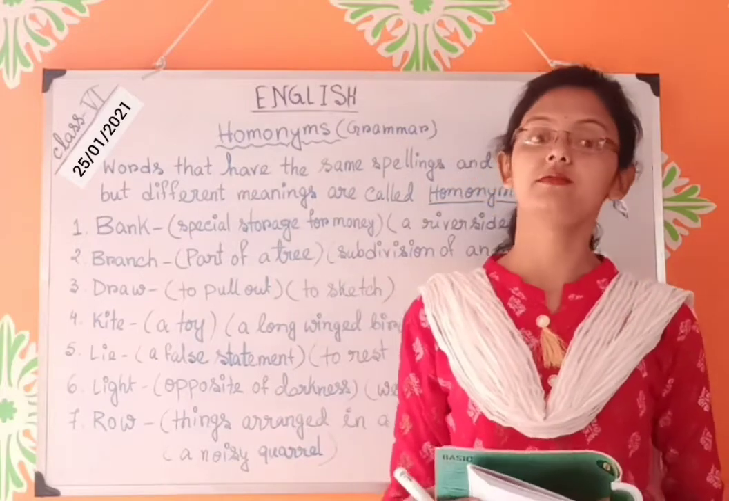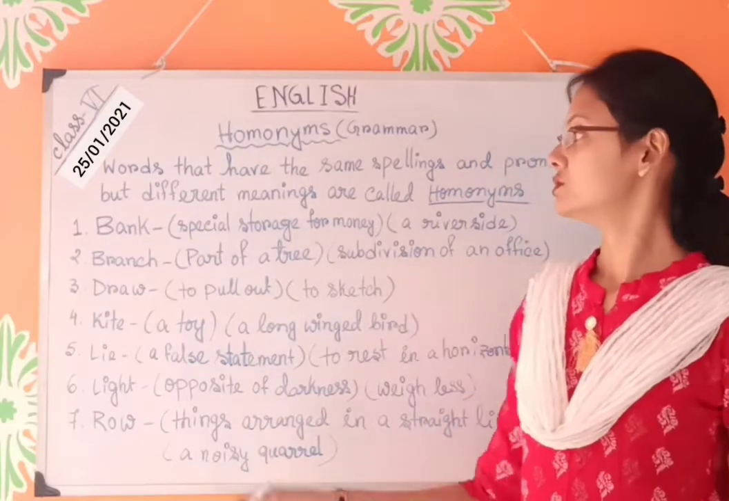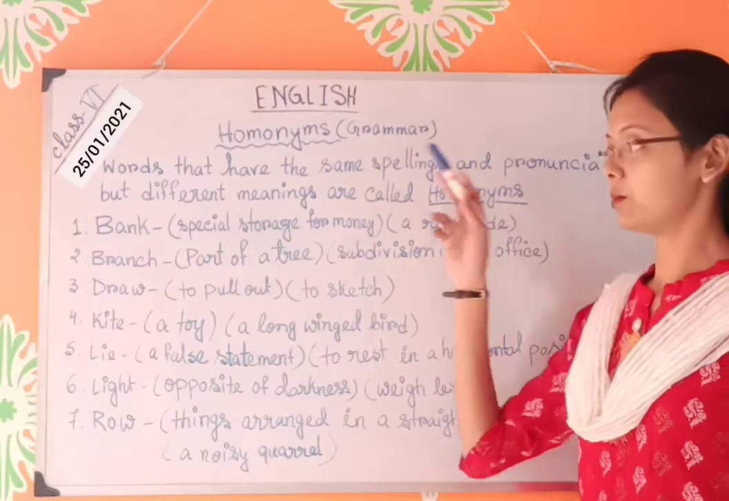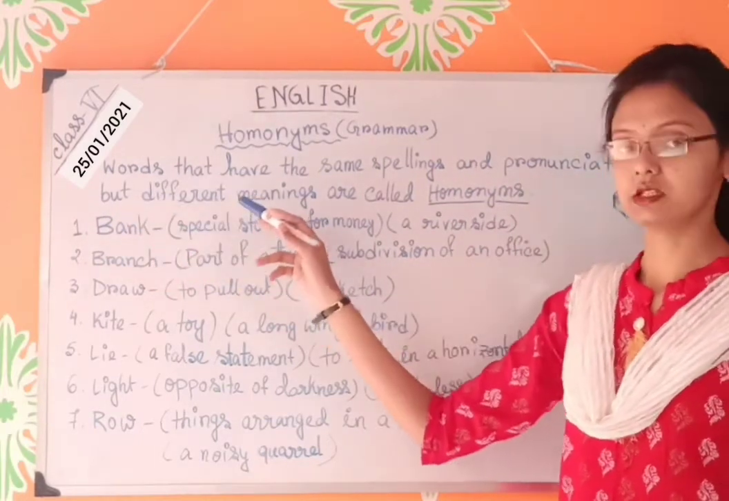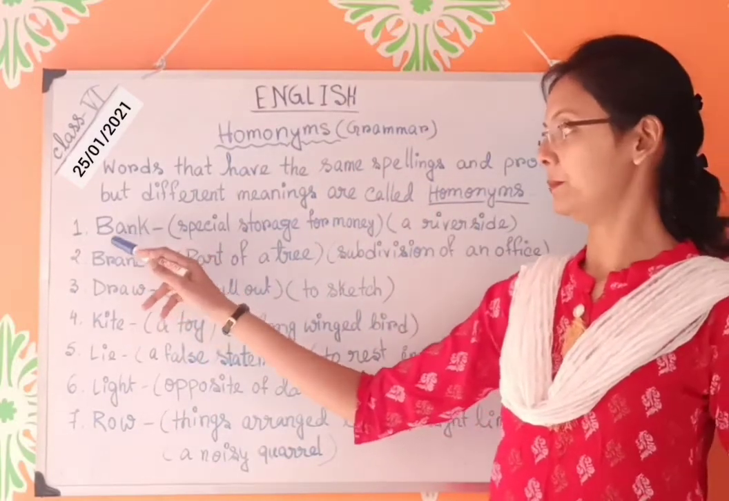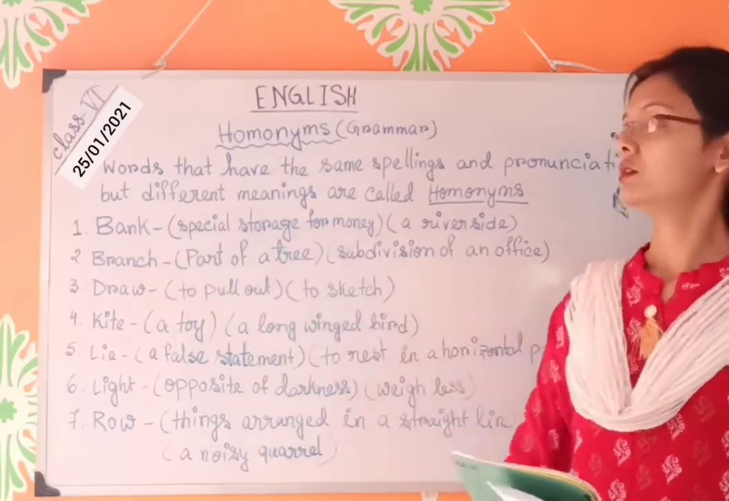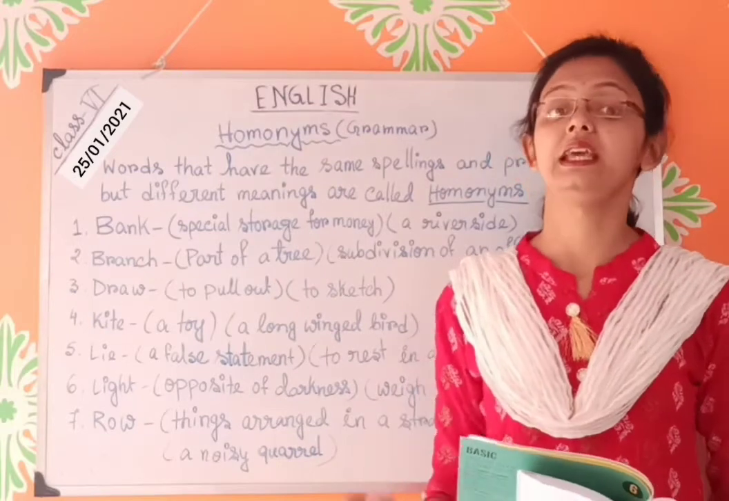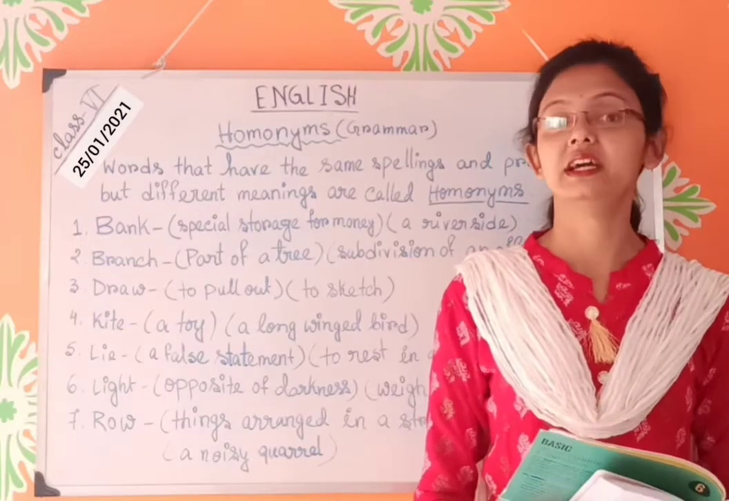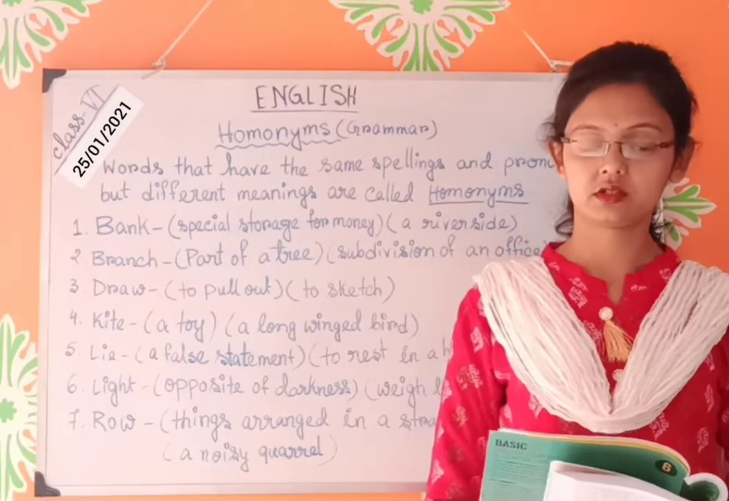So at first we have to know what is homonym. Words that have the same spelling and pronunciation but they are different in meanings. Those are called homonyms. You can see here bank. There are two words which have same spelling and same pronunciation but their meanings are different. So these are the homonyms.